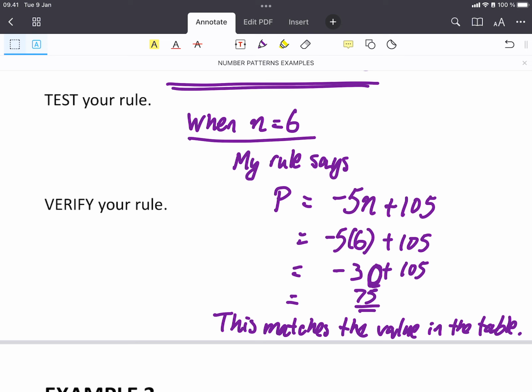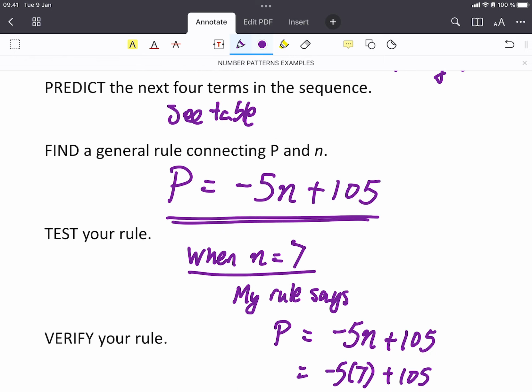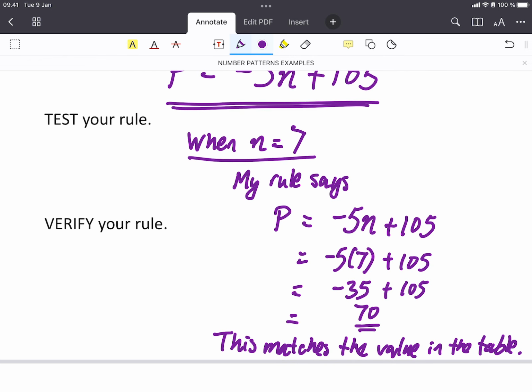I'll do one more. When n equals 7, delete those. When n equals 7, my rule says p equals minus 5n plus 105, which is minus 5 times 7 plus 105, which is minus 35 plus 105, which is 70. This matches the value I got in the table. So if you can get that down to speed, it tends to be a very large chunk of the marks most years.